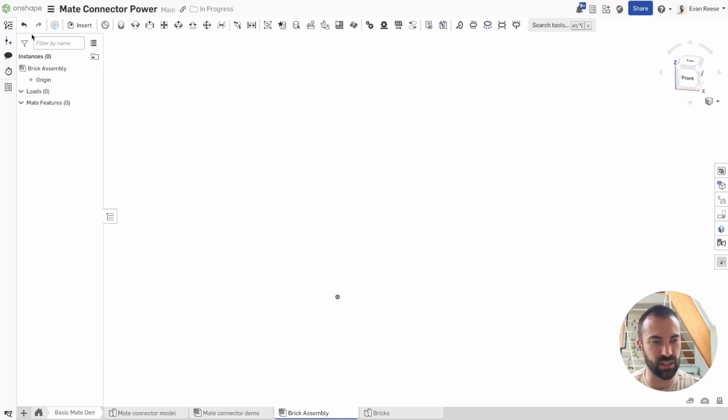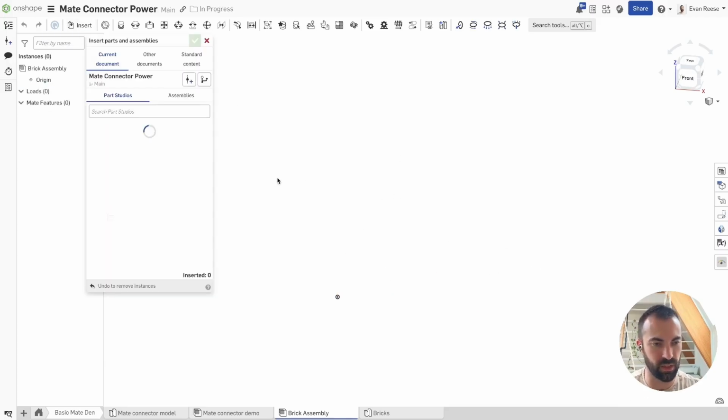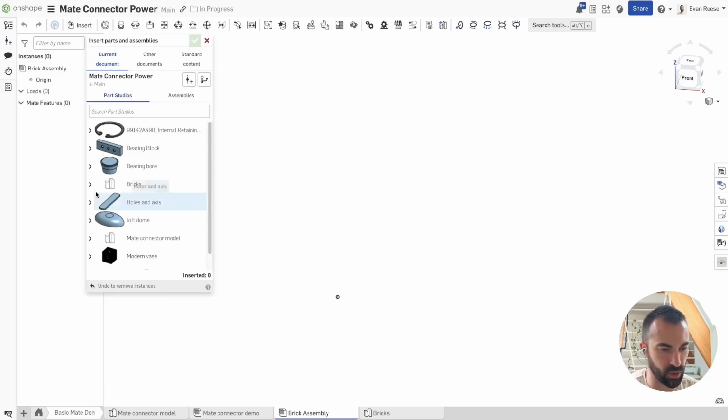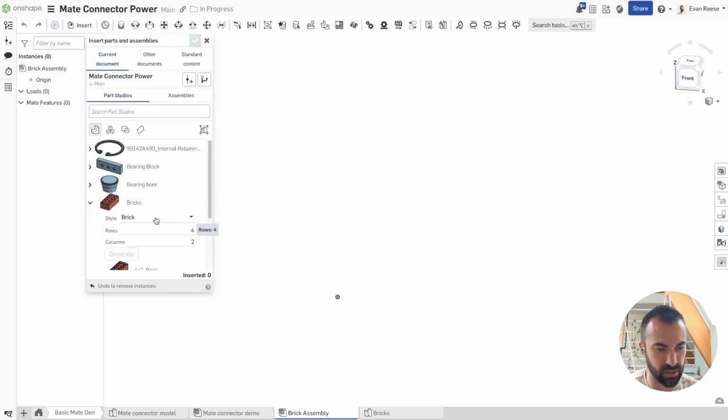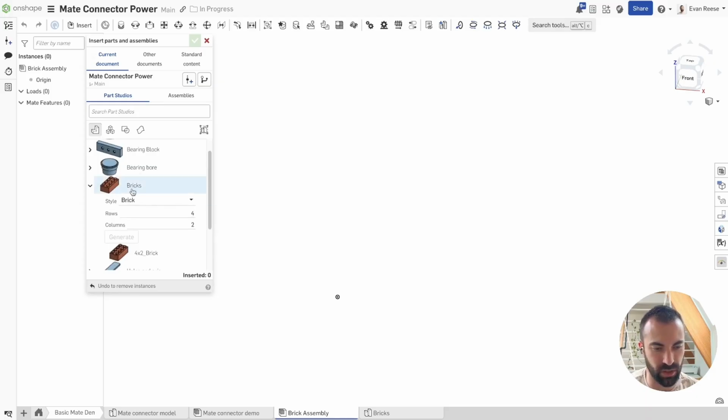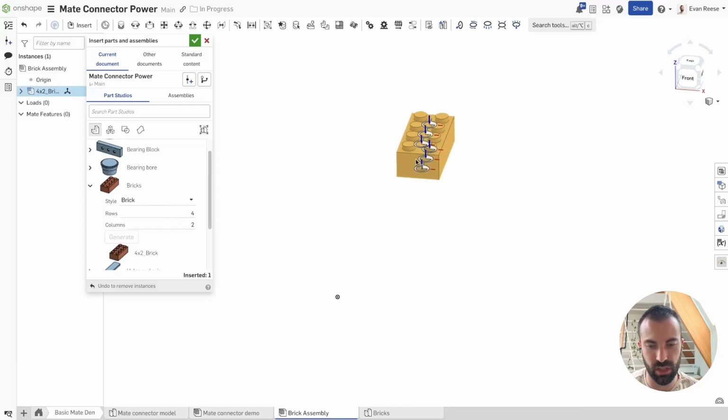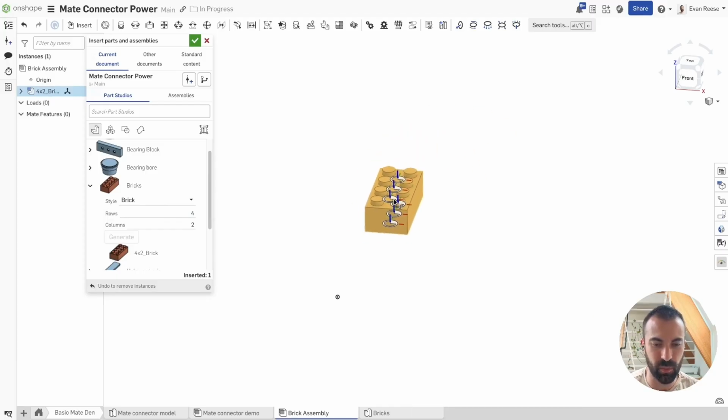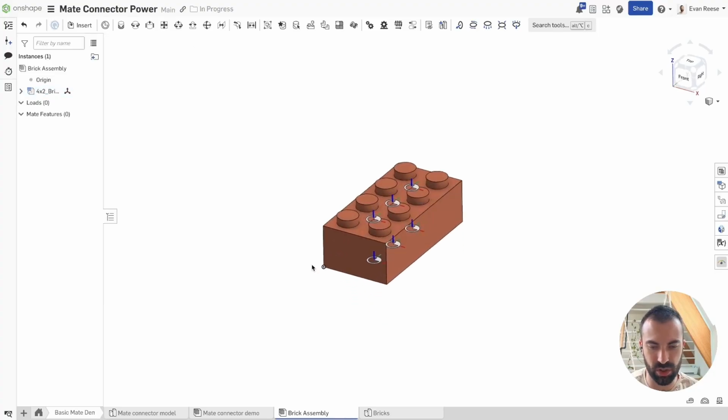So I'm going to push the I key, or you can click this button, same thing. And I'm going to my bricks part studio, where I have configured this brick, and I can say how many studs I want and all of that. I'm going to generate that and bring it into my part studio, and it has mate connectors where I can use them. I can click in space and it'll just be somewhere random, or I can push the green check and it will end up on the origin, which is what I want.